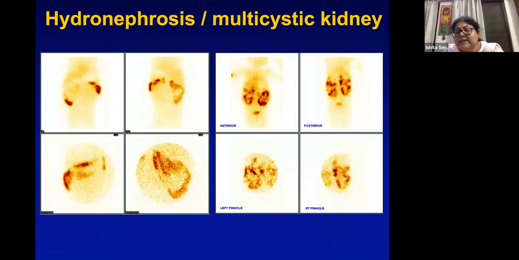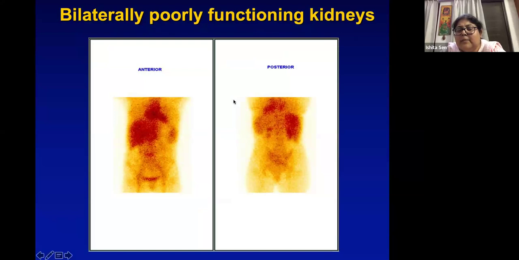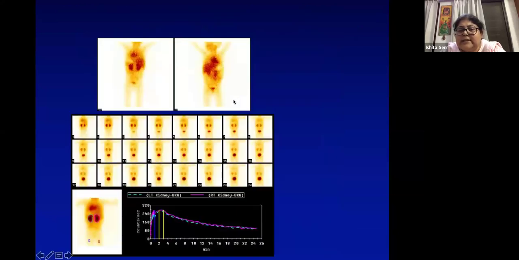And this is a multicystic kidney. So DMSA scan can also be used for looking at the amount of available renal parenchyma. The patient has adult polycystic kidney, and you wanted to see how much is the available renal parenchyma in each of the kidneys. And so DMSA can actually show you this. This is a multiple renal cyst. You can see multiple photon deficient areas in the kidney, and these are renal cysts. Bilaterally poor functioning kidneys.